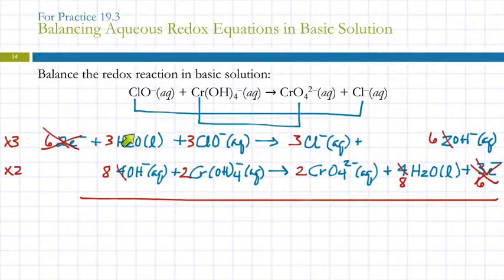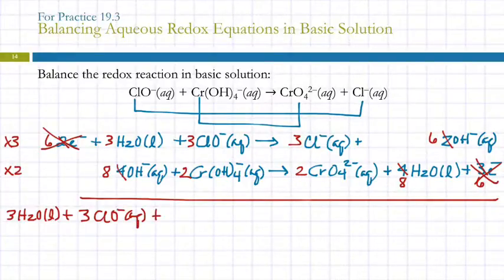I've got 3 water molecules that are going to end up on the left side of my finished equation, and I have 8 on the right side. I could take care of those now, or I can take care of them later. I am sensing that you would prefer me to take care of them later, so I'm fine with that. So here's 3 H2O, 3 ClO minus, and then I've got 8 OH minus.